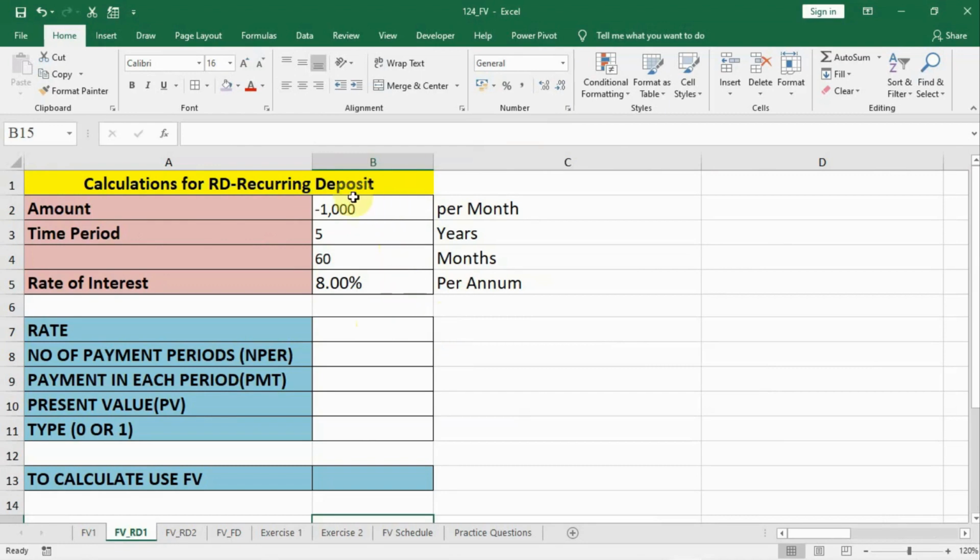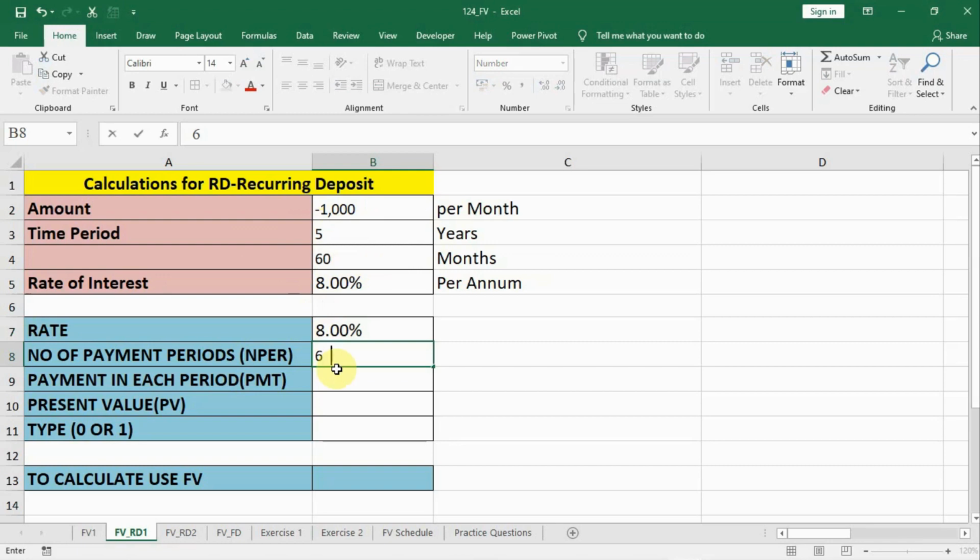One thing I would like to mention here is that this is minus 1,000. The amount that is being deposited from your account, that is going out, you put it as a minus so that you can have a proper answer. So in our case, let us write this. The rate is 8%. We'll write 8 here and the percent sign. Then number of payment periods. So in a recurring deposit we are paying every month, so the answer is 60.